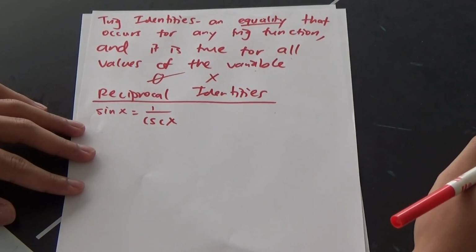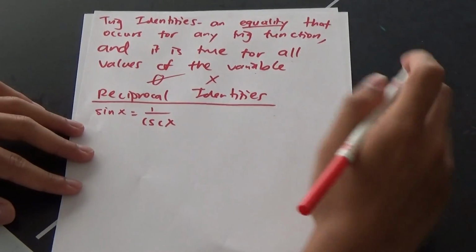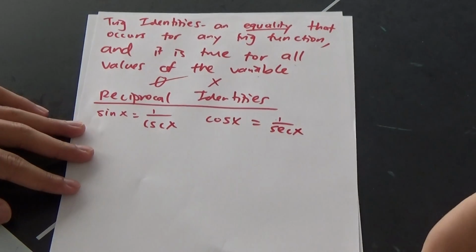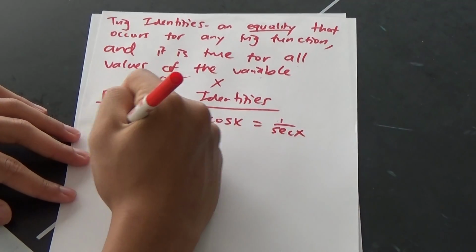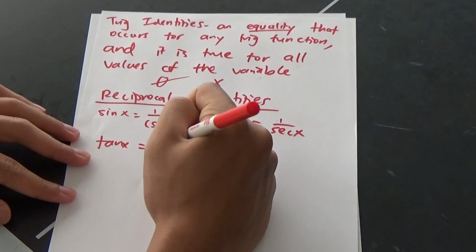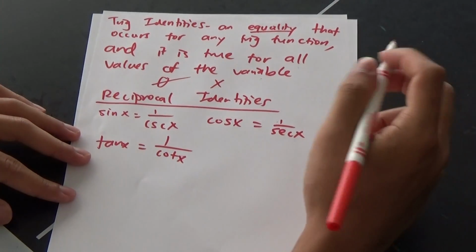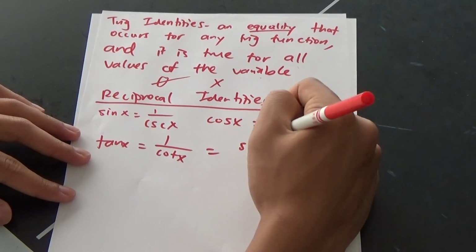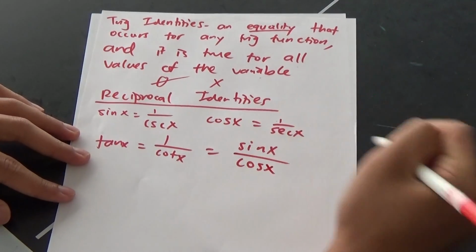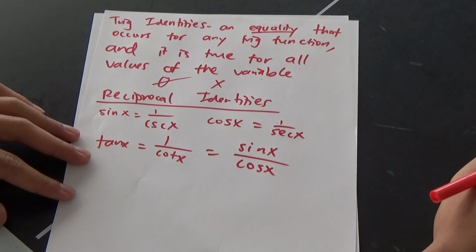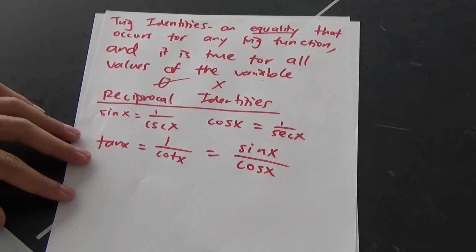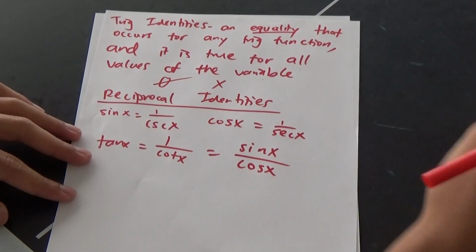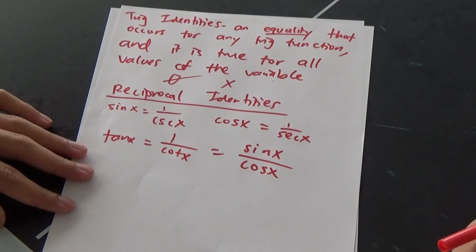Alright, go ahead and write these down as I go through. We also have cosine x equals 1 over secant x. Tangent x equals 1 over cotangent x, which also equals sine x over cosine x. And yeah, that's about it for the reciprocal identities. Of course, you can rewrite these in many different ways, but we'll probably do that later.